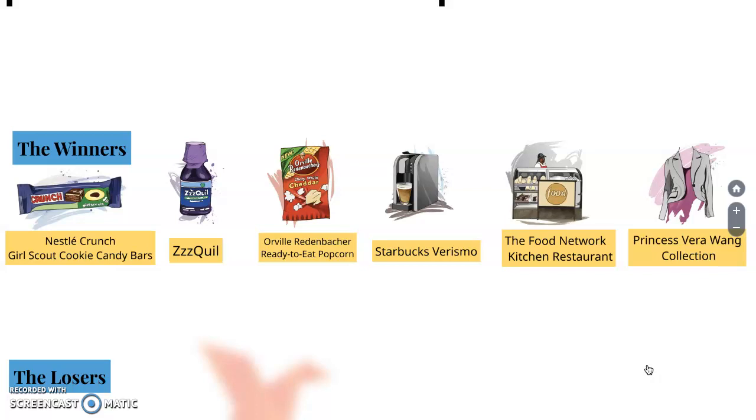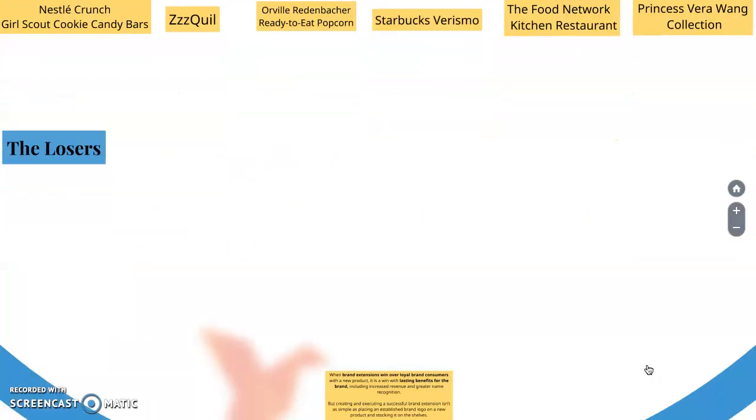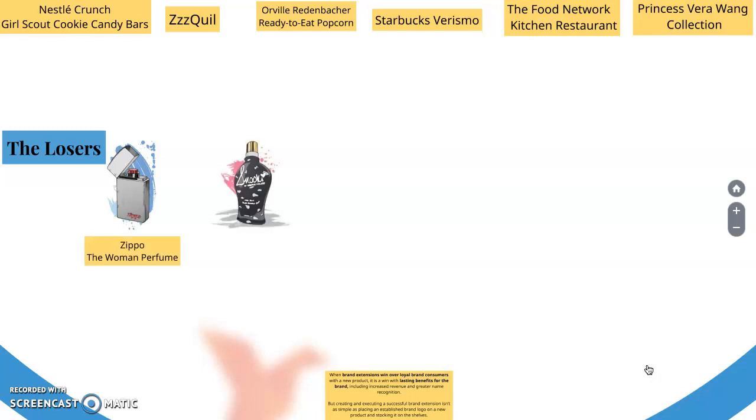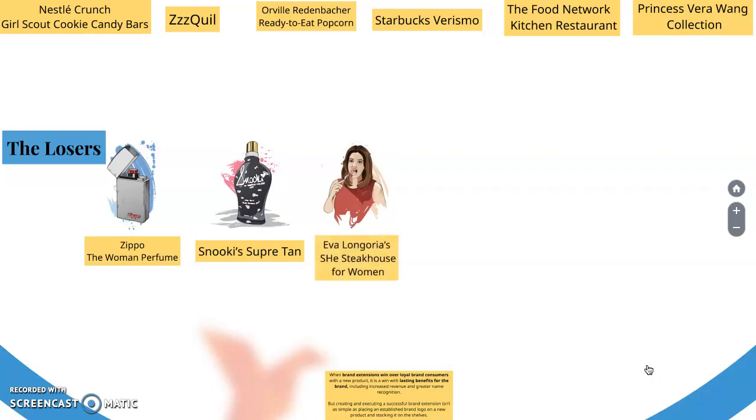Now, on the other hand, these are real products that I'm about to look at that I think were a little bit questionable. So, for example, Zippo, which is a lighter, making a perfume for women. And I kid you not, this is a real thing. Snooki, if you're familiar with the Jersey Shore, coming out with her own tanning line of lotions. Eva Longoria, she's an actress. She came out with a steakhouse for women. This was in Vegas. It was called She Steakhouse. It was a steakhouse that was geared towards females. I'm all about equality, but that's still just a little strange. Dr. Pepper coming out with a marinade for meats.